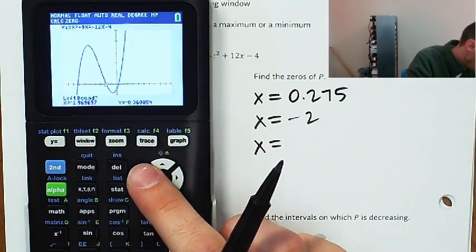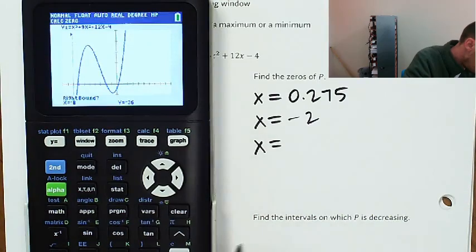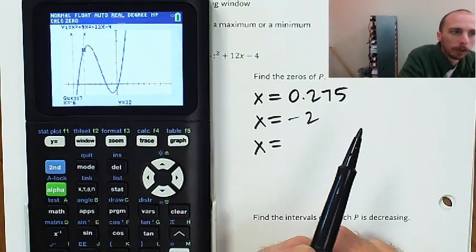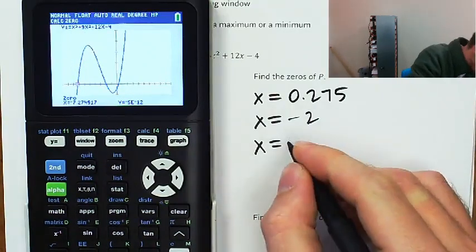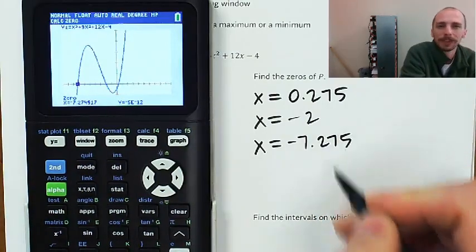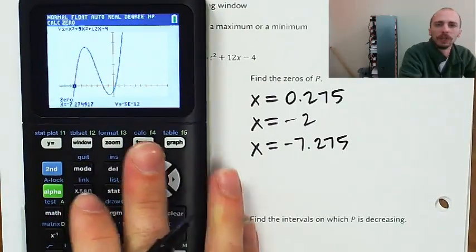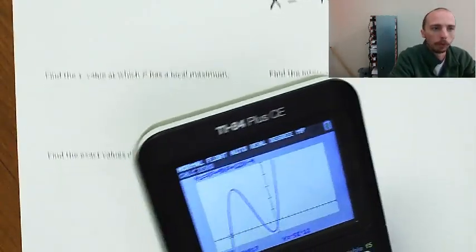Then I'm going to calculate one more 0. I'm going to say that the left bound is looking like -8, and the right bound would be -6. Kind of counting the tick marks. And give it a guess, and I get 9.275. And I think that these have the same decimal. I think that's a coincidence. I'm not certain about that, but you would need more tools to be able to figure that out.